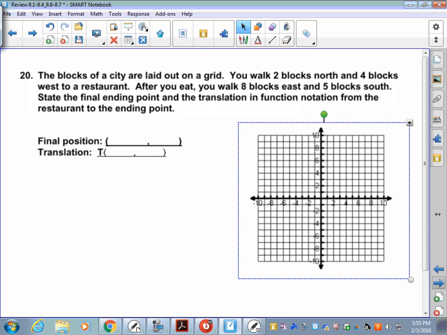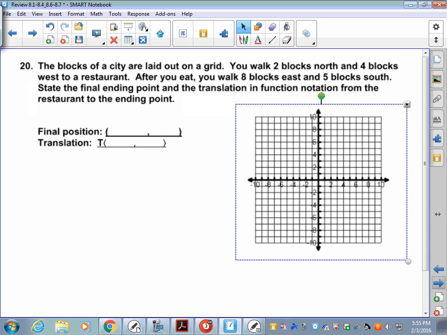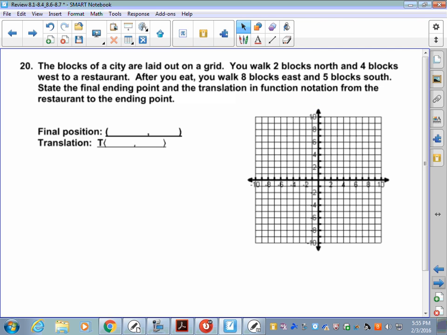Let's talk about this last one here. You're definitely going to see a problem like this. I know the graph wasn't given to you, so to help you see and understand it, you need to draw your own graph. The blocks of the city are laid on a grid.